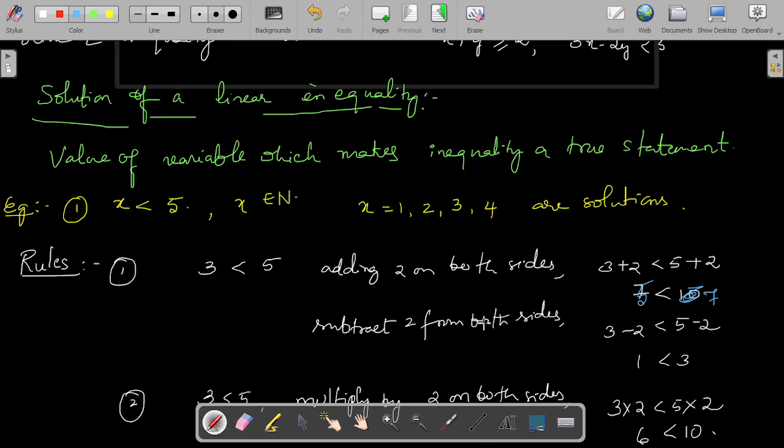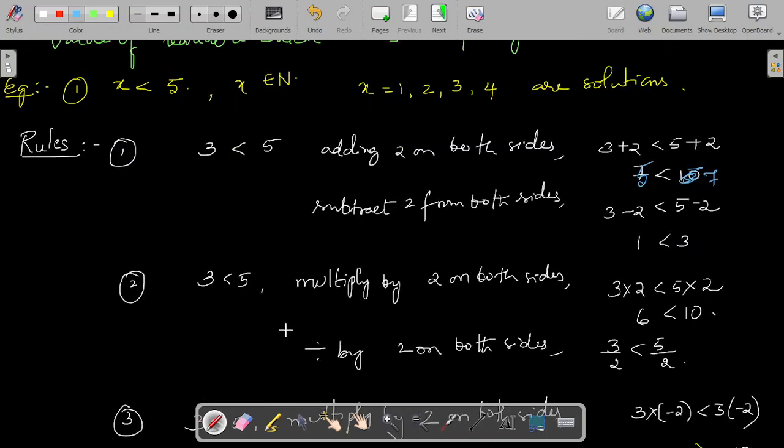Similarly, subtract 2 from both sides. 3 - 2 is 1, and 5 - 2 is 3. 1 < 3, that's also true. When you add or subtract the same constant from both sides of an inequality, the inequality will remain the same. Now, one more rule: if you multiply by a positive constant on both sides of the inequality, or divide by the same positive constant on both sides, then the inequality will remain the same.